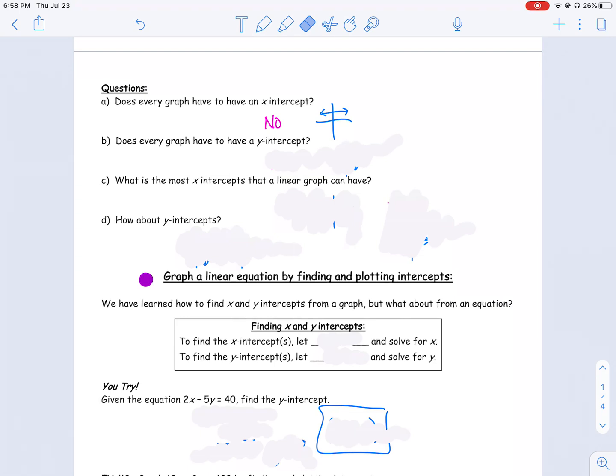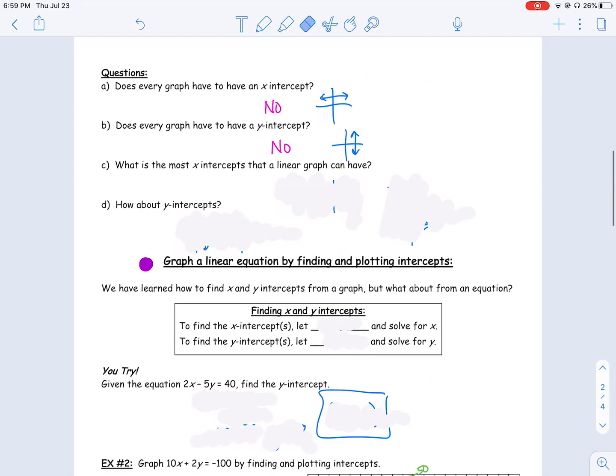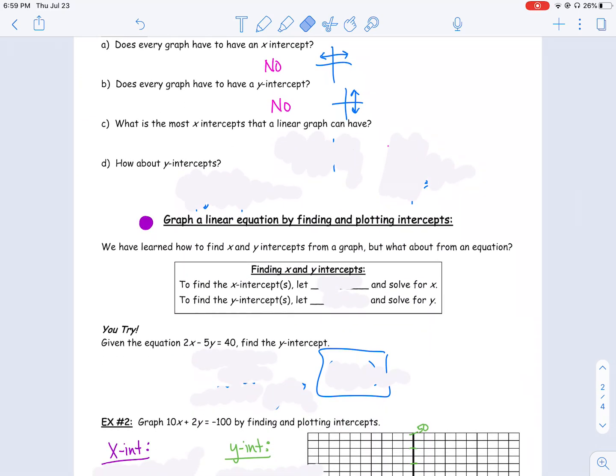So do you think every graph has a y-intercept? Well, what about a vertical line? A vertical line is never going to go over there and touch the y-axis, so maybe there are lines that don't have a y-intercept. Okay, what is the most amount of x-intercepts that a linear graph can have? We saw that an oval has a couple, but what about a line? How many times can a line touch the x-axis?